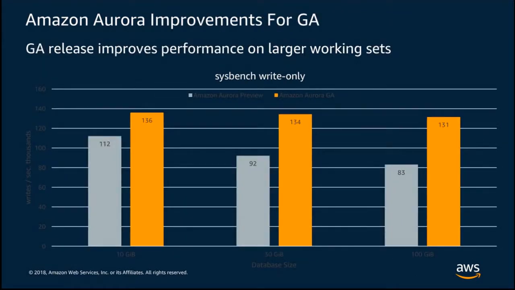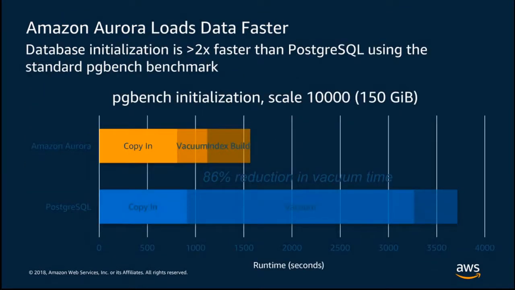Now this slide compares what we had at the initial announcement last November versus our GA launch, basically 10 or 11 months later, and we've improved quite a bit on the performance of Aurora Postgres as the database gets larger. Now, of course, to run these benchmarks, you have to load a database first.